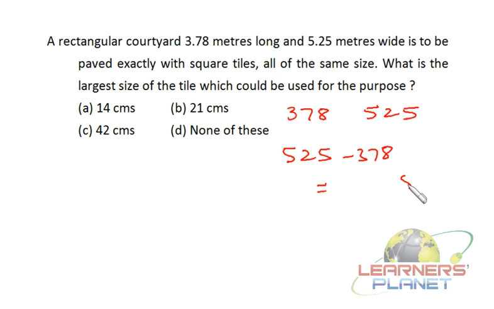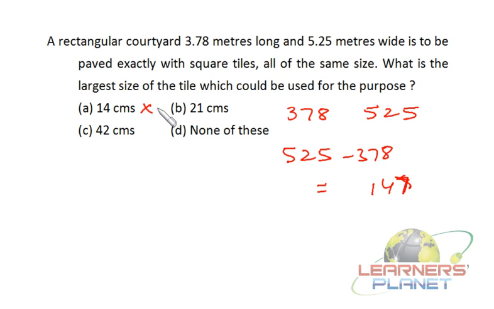It will be 15 minus 8, 7, 4 and 1. It's 147. Now, chances are there that either 147 or any factor of 147 will be the HCF. Now look at the options. 14 cannot be the right choice because 14 cannot be a factor of 525, an odd number.